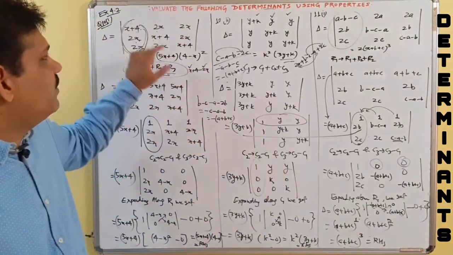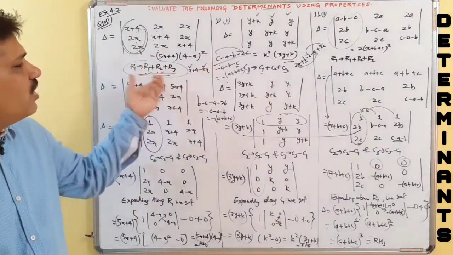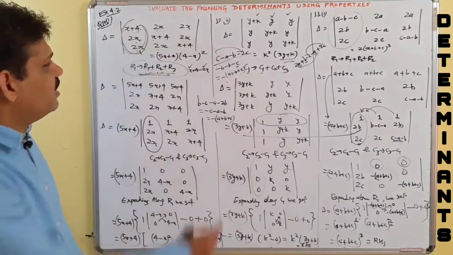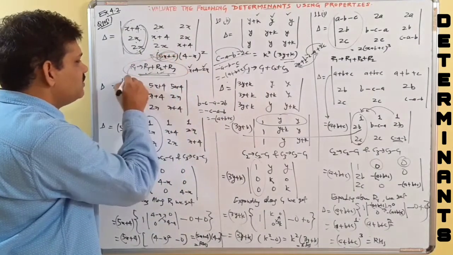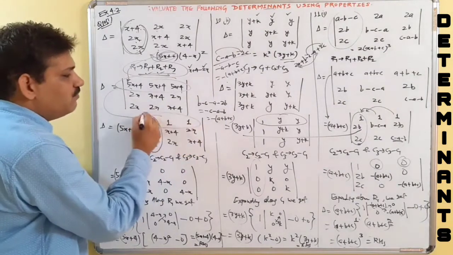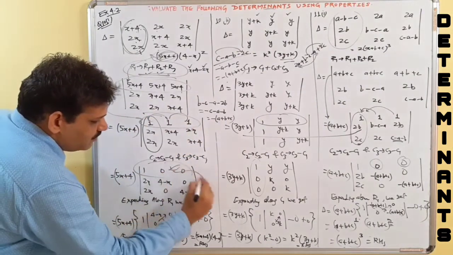Let's have a quick recap. Here we could have applied C1 becomes C1 plus C2 plus C3, or R1 becomes R1 plus R2 plus R3, because if we are adding this side or this side, we are going to get 5x plus 4. That 5x plus 4 will be taken common. After taking common, this will give us 1, 1, 1. So with the help of this one, we make 2 zeros. After getting 2 zeros, we expand.